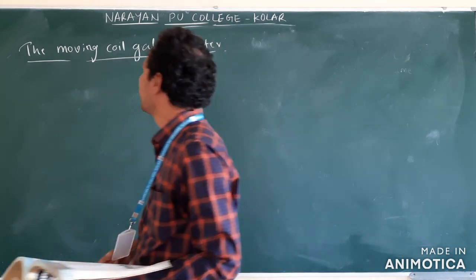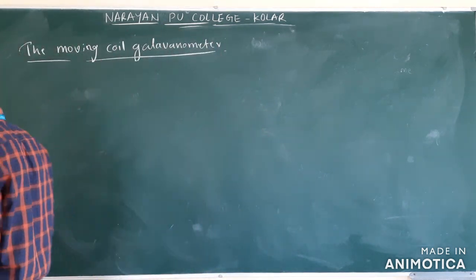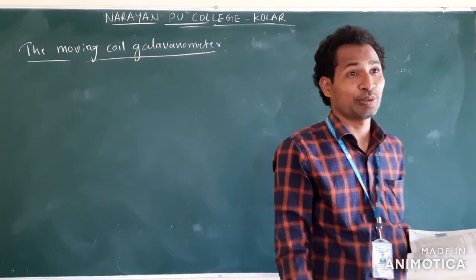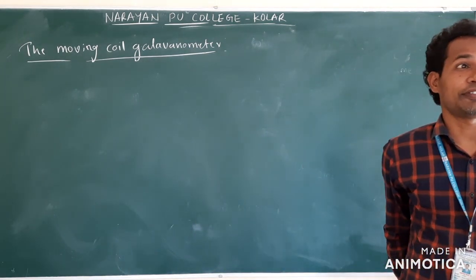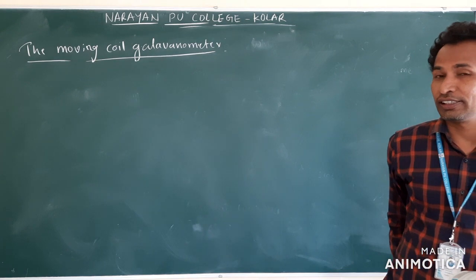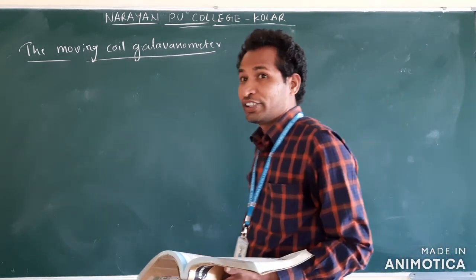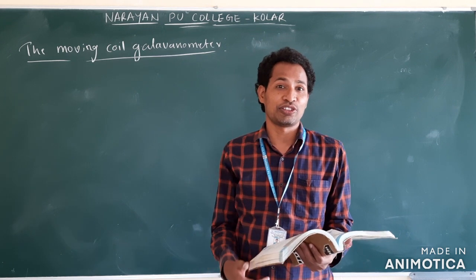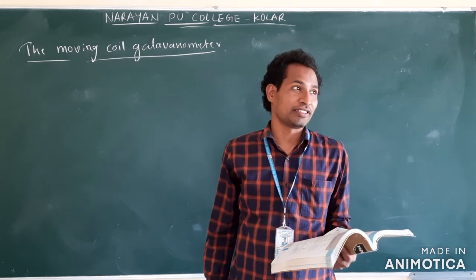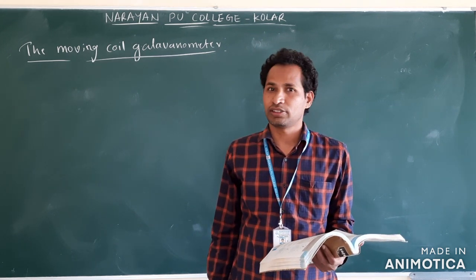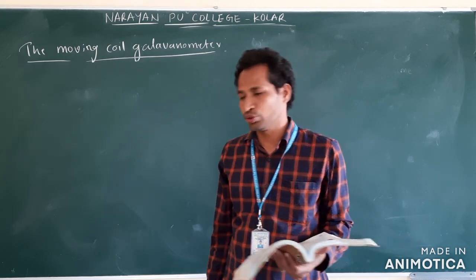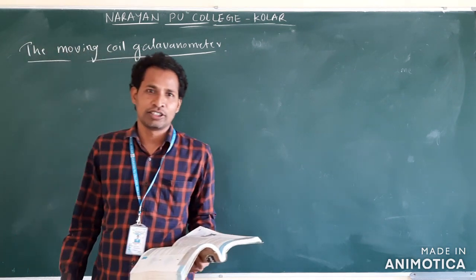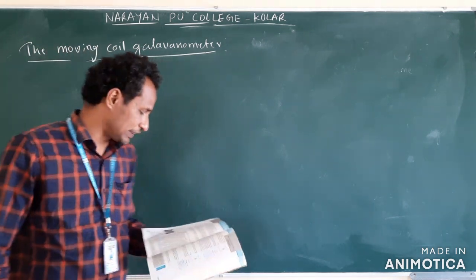Next topic is the moving coil galvanometer. You have already seen this galvanometer in the meter bridge and potentiometer. Clear? In the Wheatstone bridge network, it is connected between the two junctions. If the galvanometer shows zero deflection, what does it mean? No current flows through the circuit. Clear? So the galvanometer is used to check whether current is flowing in the circuit or not. So how this galvanometer works, we will see now.